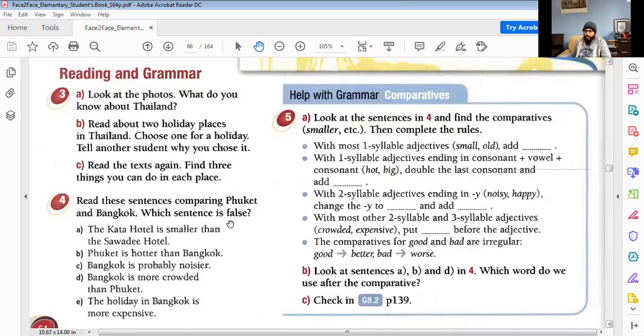Okay, our next group we have 2 syllable and 3 syllable adjectives. So these are longer adjectives. So here, of course, you cannot use ER. Okay, so we can't say crowdeder, expensiver. It doesn't work. You have to put more. So you can say more crowded, more expensive, more beautiful, more interesting, and so on. And then the last group we have words or adjectives which are irregular. So good, you have to change the whole word. So good becomes better, bad becomes worse.